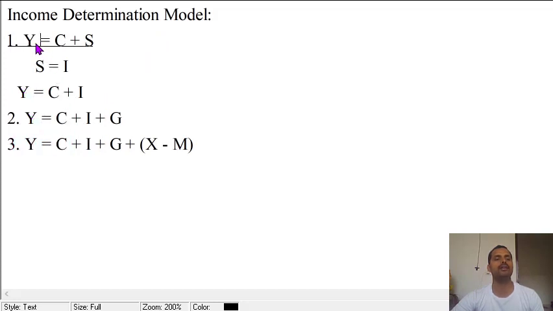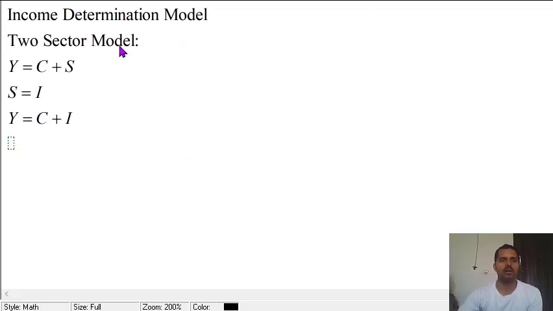Basically we need to find this equilibrium output. So we will try to do this using linear equations one by one. First we will see the two sector model, then the three sector model, and after that we will see the four sector model. Let us try to understand the two sector model.